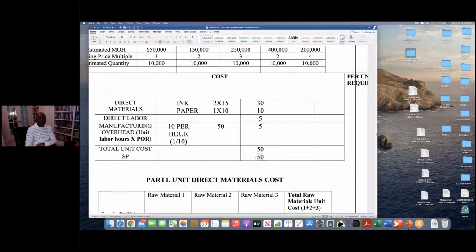Total unit cost. So that multiple was 3. So the selling price is 150. Any questions?